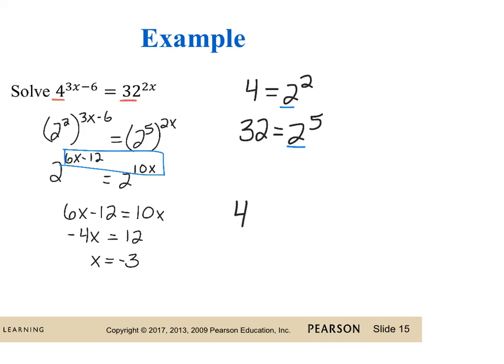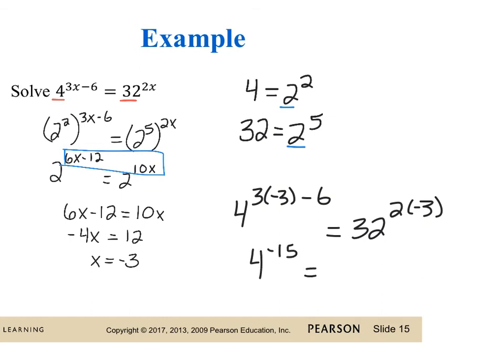So 4 to the 3 times -3 subtract 6 equals 32 to the 2 times -3. 4 to the -15 equals 32 to the -6. At this point, unless you rewrite everything in terms of 2's, you can't really tell if these are the same number, but you could go ahead and evaluate on your calculator and see if it checks, and it does.